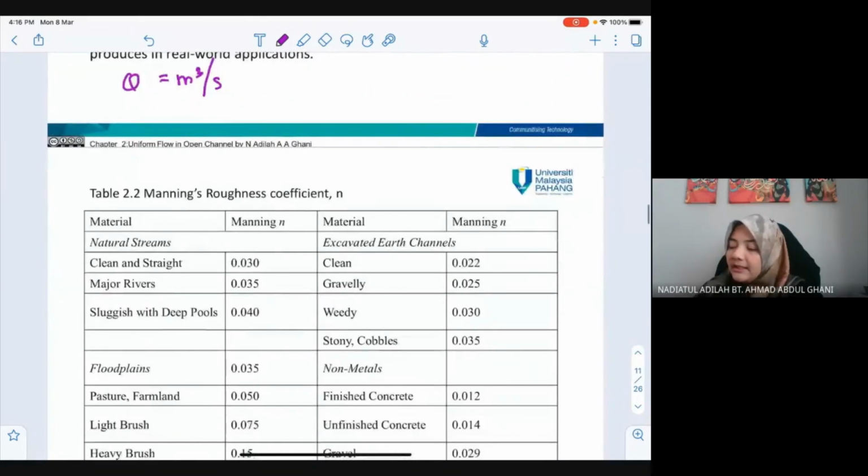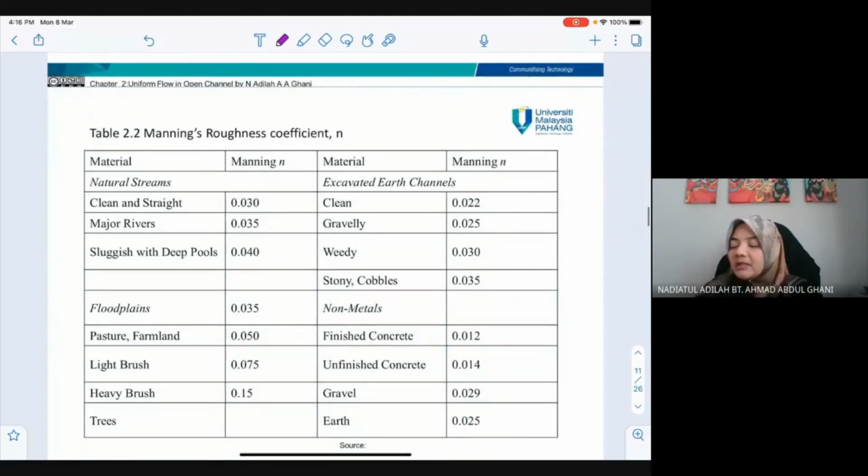So this is an example table, depending on the type of the channel. Let's say the material of the channel is, kalau you tengok situ, a gravel channel. So your Manning N is 0.029. So you kena tengok soalan. If it says clean and straight channel, you need to use the Manning value of 0.030. Kalau dalam question dah bagi N is equal to 0.001, just use that value.